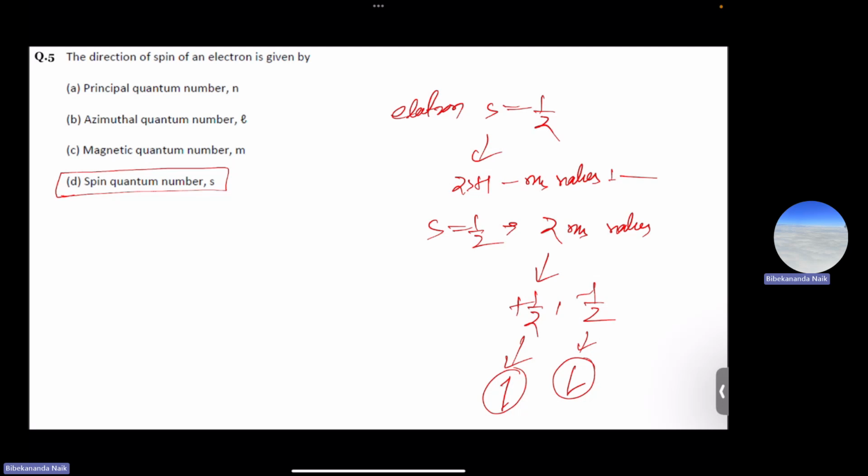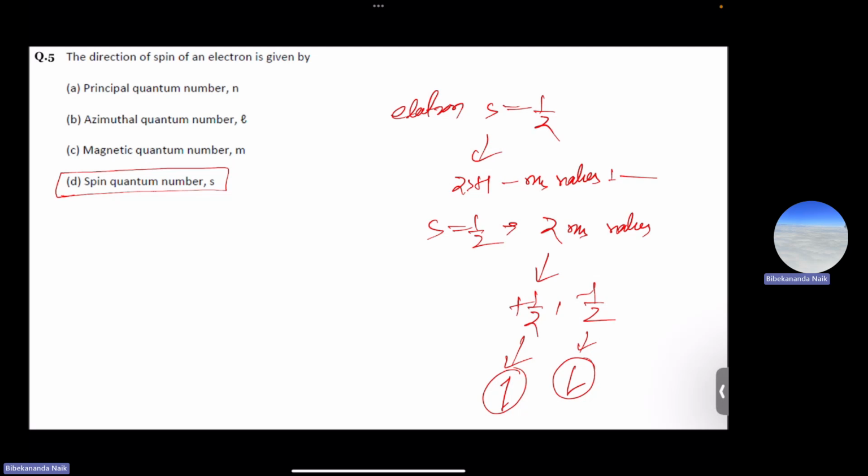So corresponding to the value of ms, whether it is half or minus half, depends upon whether the electron has up spin or down spin. So the spin quantum number s gives the direction of spin of the electron in an atom.